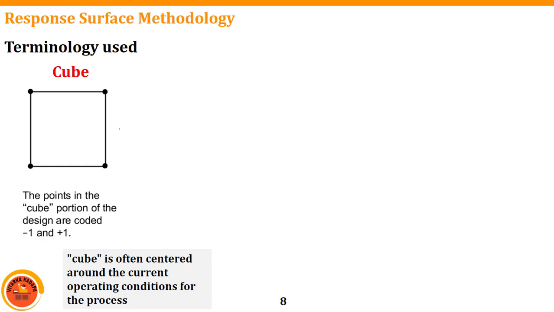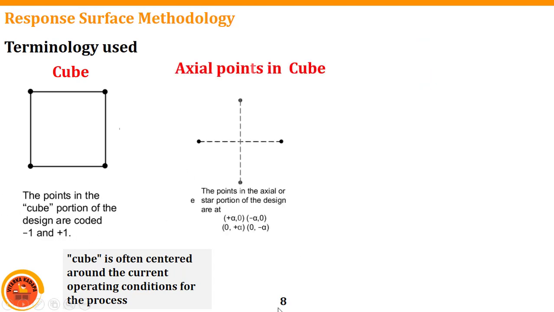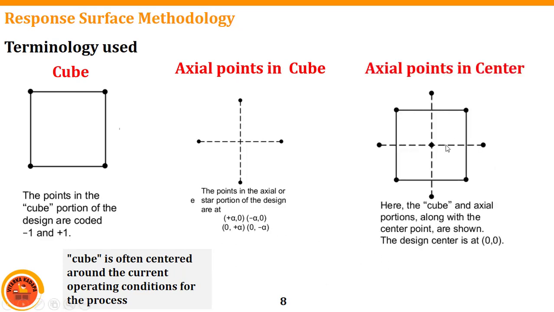Okay, next, cube. The cube points are coded as -1 and +1. Next one is axial points in the cube. So if you try to talk about this cube, the cube will have some kind of a center, plus alpha, minus alpha, plus 0, minus 0, like coordinates I am taking, plus 0, minus 0, 0. If you go to the top, in y axis it will be plus, and y axis down it will be negative. So like these points we have to represent. Similarly, axial points at the center, which will be having at a center.